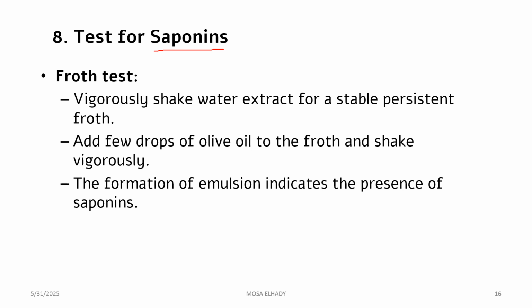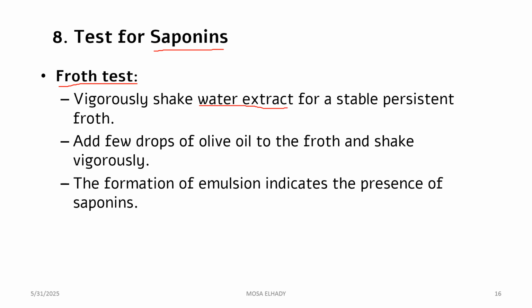And as we will learn in next lectures, saponins can be tested by using RBCs because they cause hemolysis, and the hemolysis of RBCs can be used as a useful test for detection of the results. Here for saponins, we use a froth test or foam test, and the test is mainly based on using water extract.